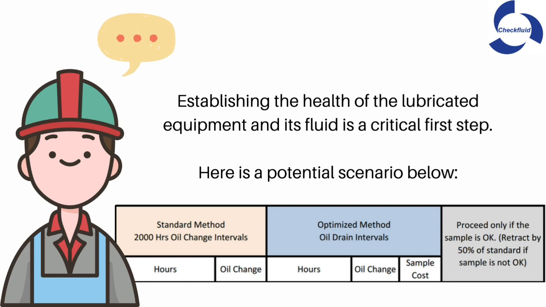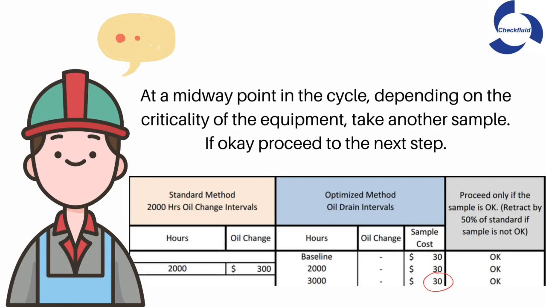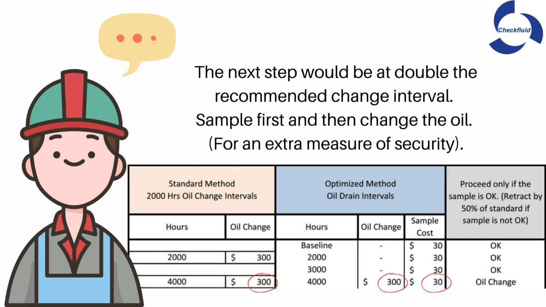Here's a potential scenario. Here we're comparing two methods, a standard method and an optimized method. So here we've got normally at say 2,000 hours, you'd be draining the oil and you only sample, cost $30 versus say $300. Similarly at a midpoint, depending on the criticality, take another sample. If it's okay, proceed. The next step would double the recommended change interval.